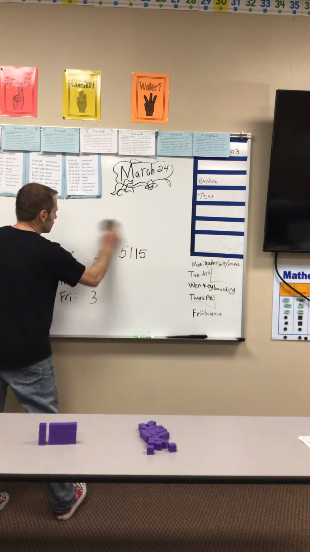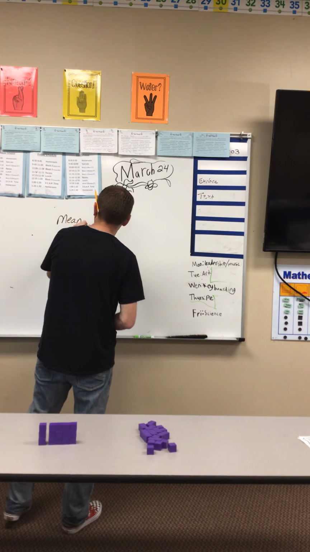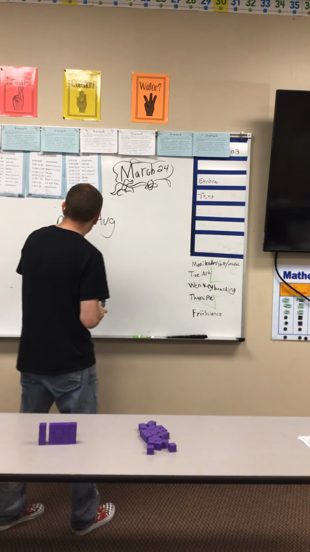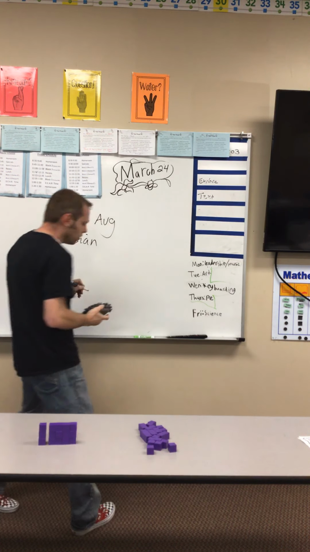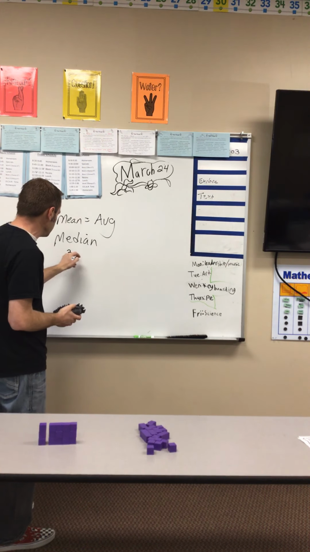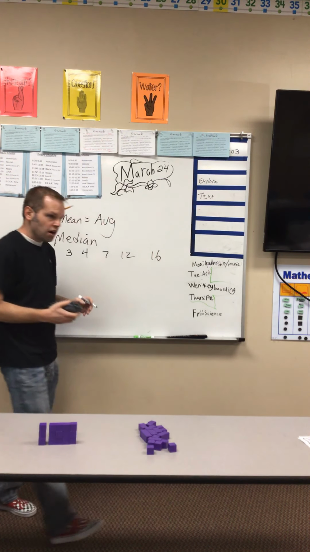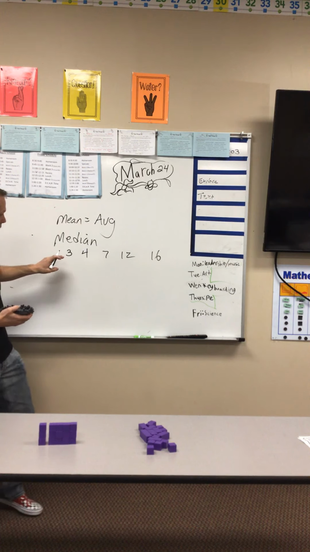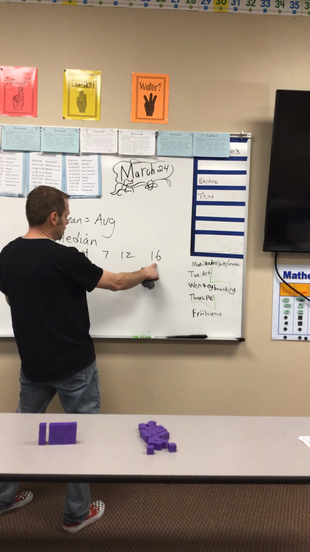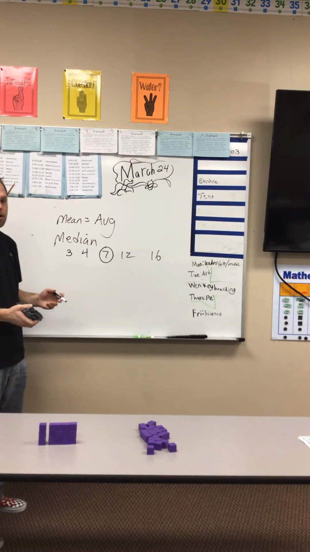Okay, now let's look at a few more words here. Okay, so mean is average. Okay, median. What median is: I list my data. Let's say I have 3, 4, 7, 12, 16. I put them in order, okay? Numerical order. And then I find the one that's in the middle. So 2 on the outside, come in 1. That 7 is the number that's in the middle.